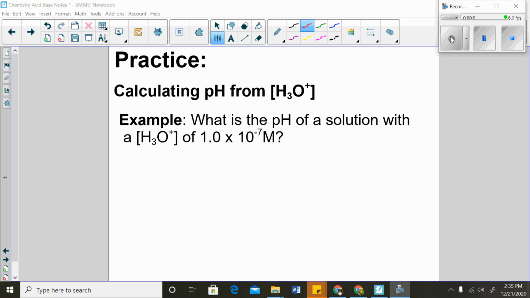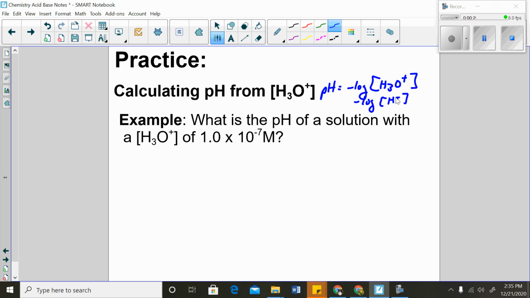This is Chemistry, Unit 14, Acids and Bases. Now we'll practice some calculations using that pH equation. So just as a little reminder, the equation was pH equals a negative log of H3O plus. Or you could also write the negative log of H plus.